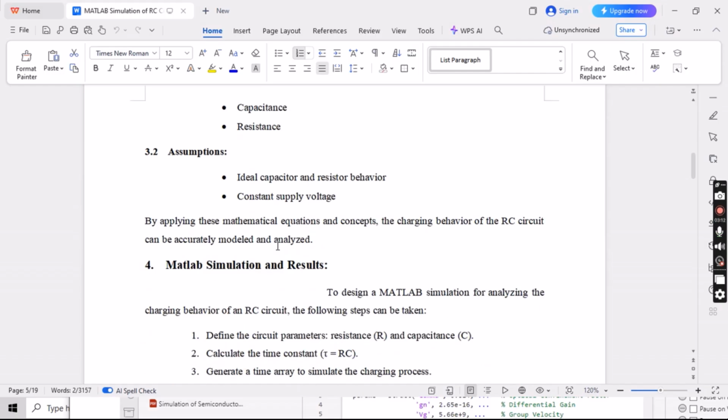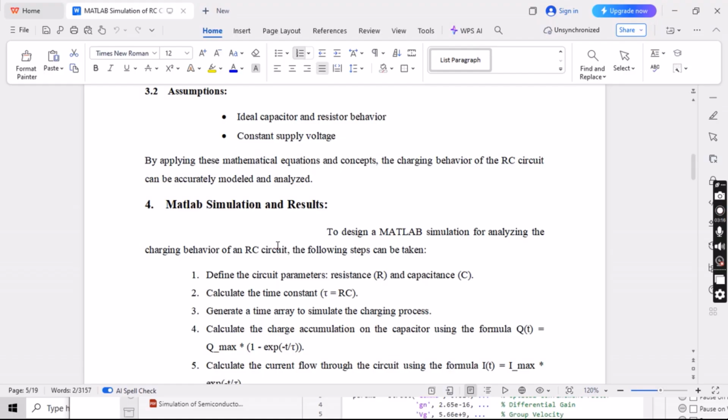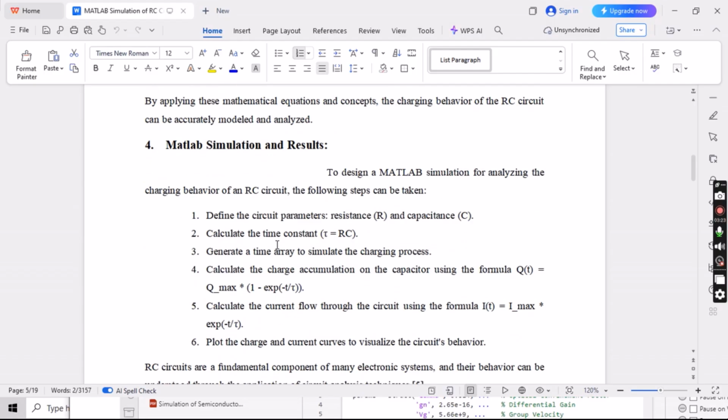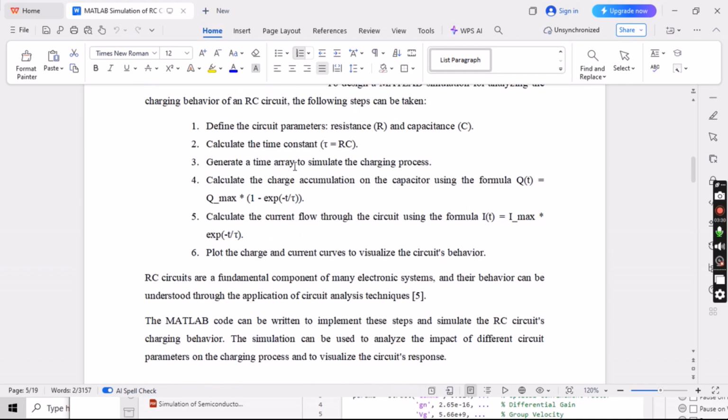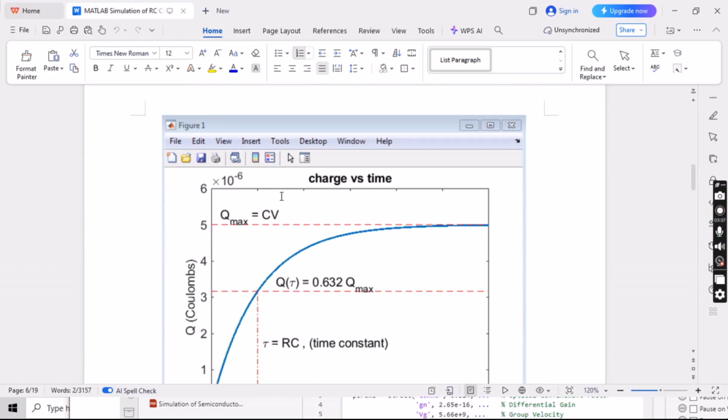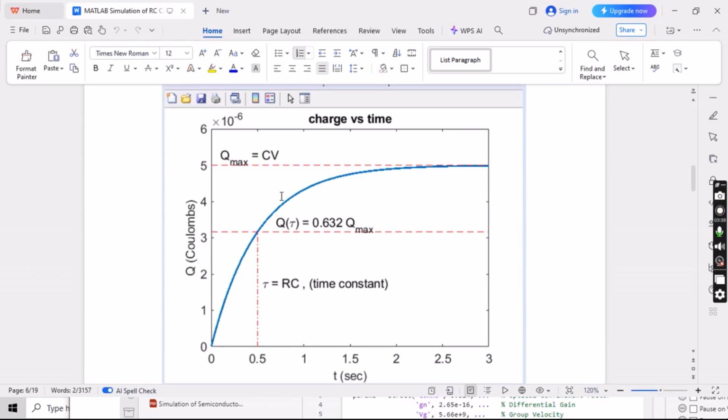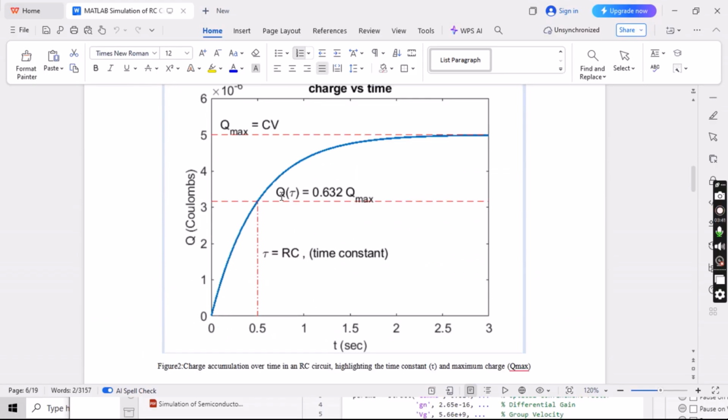The MATLAB simulation results provide us the complete charge and time constant according to the resistance and capacitance values. We need to define the capacitance and resistance values for the time constant. Tau equals RC. It means that we need to define the resistance and capacitance values. So this kind of charge versus time, where the charge is in coulombs.